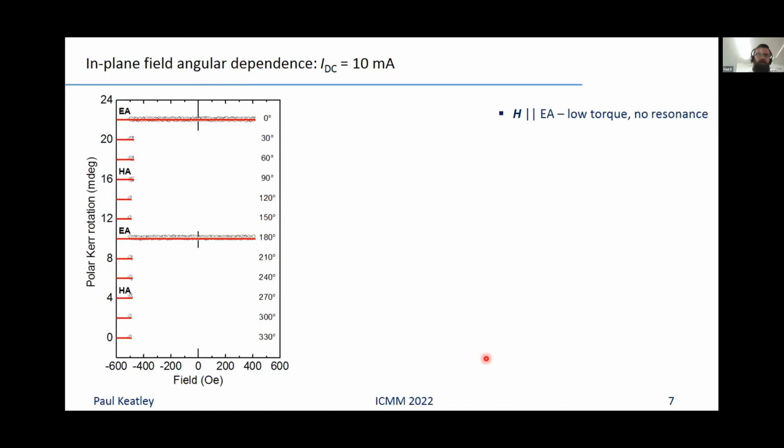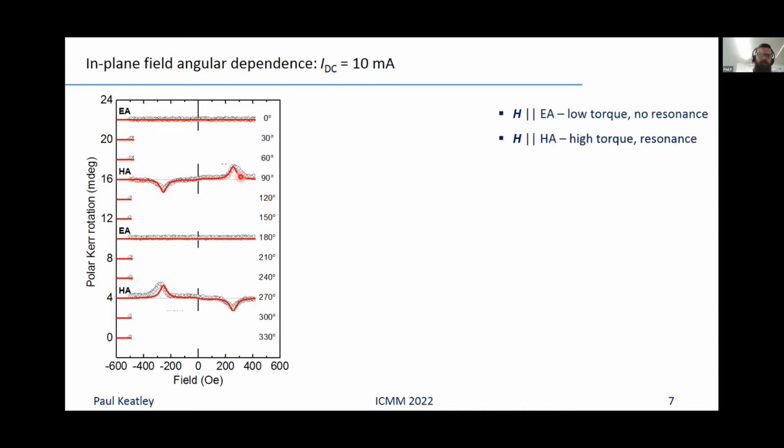Let's have a look at the angular dependence on the in-plane field applied to the device for a DC current of 10 milliamps. So this is the largest current we use in these measurements. So this is starting from a high current situation. For the field applied along the easy axis, we don't see any signal at all. And that's because the Ørsted field associated with the current and the spin polarization are both parallel to the magnetization, so there's no torque.